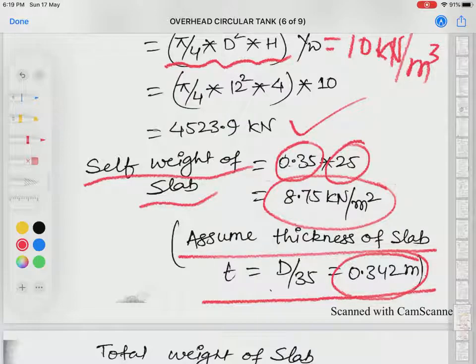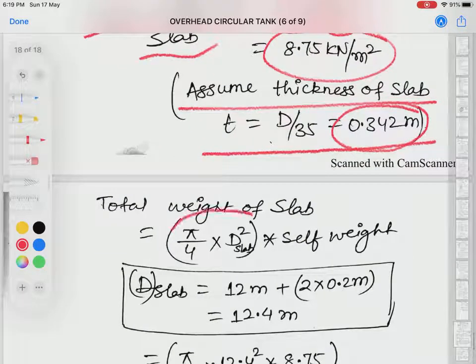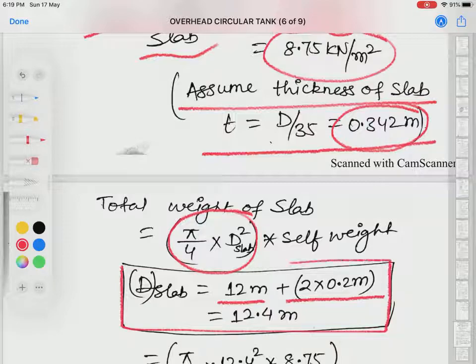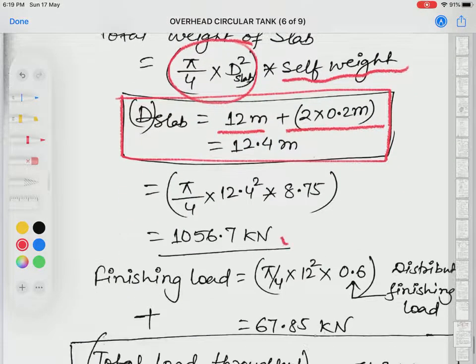Now you just have to know the total area of the base slab. So you just multiply it, not internal diameter but external diameter. So you add 12 meter plus 2 into 0.2 meter to get the total external diameter, which is equal to 12.4 meter, and multiply this value 8.75, which is the self weight you have got above, with the total area of the base slab, and we can easily get this value. This is the total self weight due to the base slab.